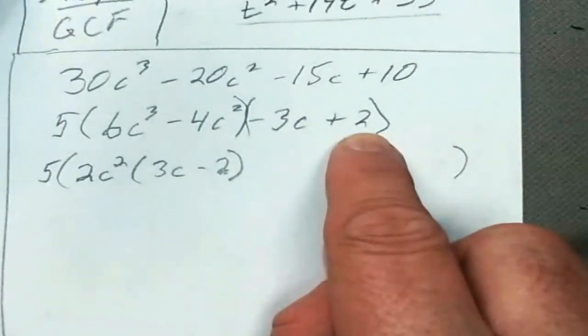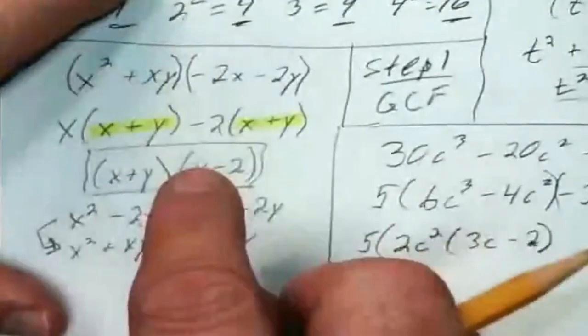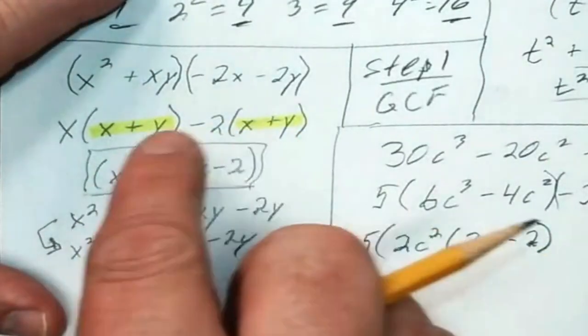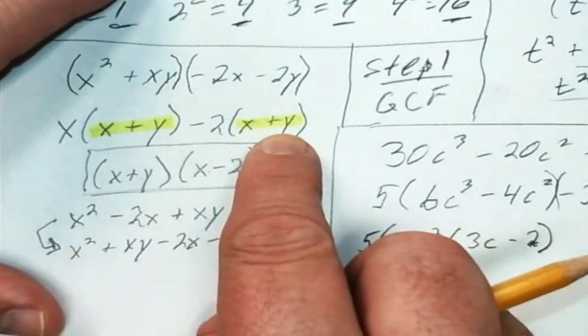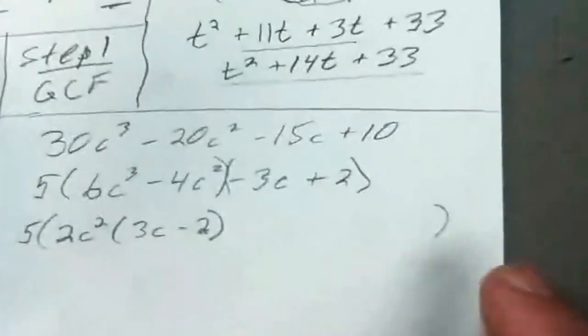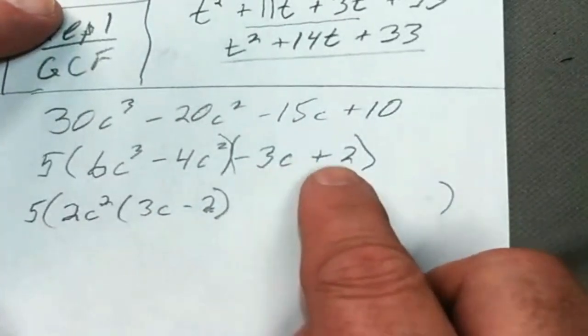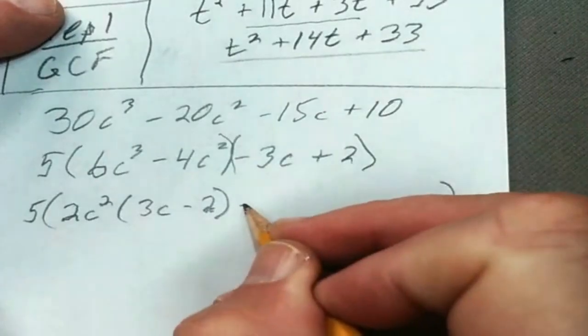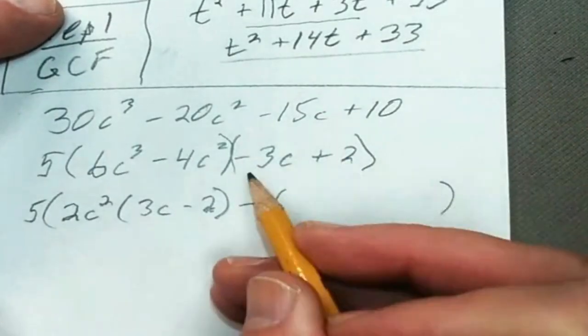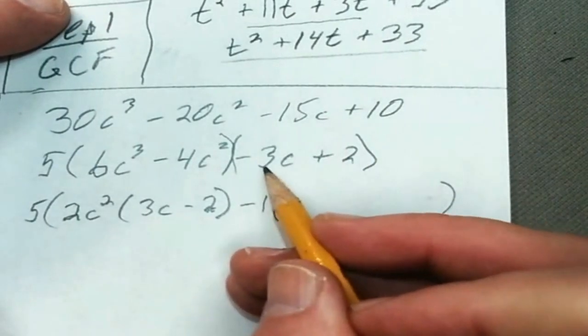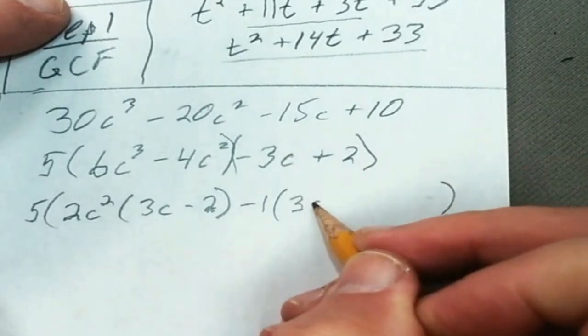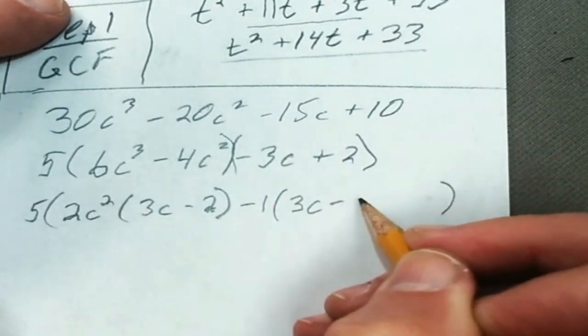But here's the key about factoring by grouping. I want to get the same binomial that I can factor out, right? In this example, we have the same binomial. Can we make this a 3c minus 2? We can if we factor out a negative 1, which just changes the sign, right? So this is 3c instead of positive 2, it's minus 2.